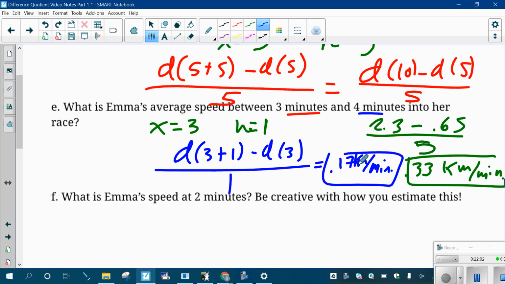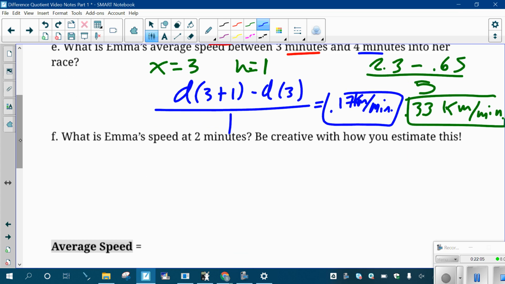Okay, all right. So then back to this confusing question. How would you figure out her speed at 2 minutes, exactly at 2 minutes? I want you to think about this. I want you to pause and give it a try. In other words, what x value and what h value would you want to use to figure out her speed at 2 minutes? Not for the first 5 minutes or 2 minutes, exactly at 2 minutes.